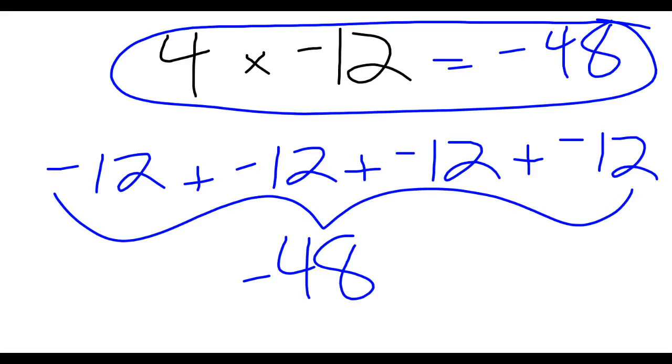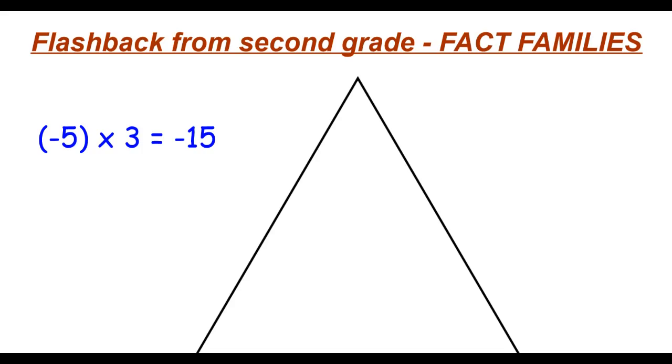And it turns out that the pattern we're looking at there, when we have a negative number times a positive number, we can always think about it as that negative number added to itself the positive number of times. And when we add a series of negative numbers, we always end up with a negative number because we're moving farther and farther and farther left on the number line. So a positive times a negative has that predictable pattern to it.